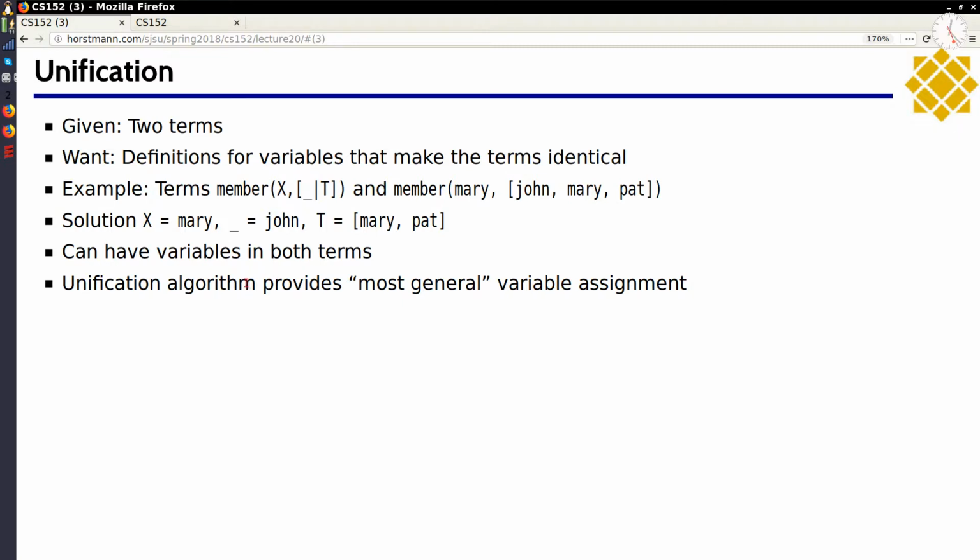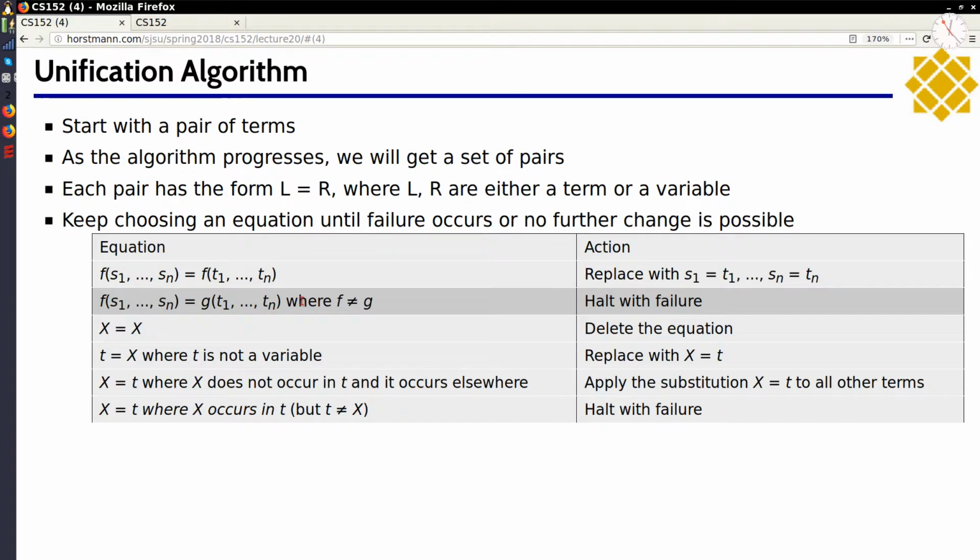It has to be 100% literally the same term. Okay? So how do we do this in general? There's an algorithm that I'll show you in the next slide called unification that takes as its input two terms, and as its output gives you a list of variable assignments, the most general variable assignment that it can come up with that makes the two terms identical, or it gives up and tells you that it fails, it can't make such an assignment. So here's the algorithm.